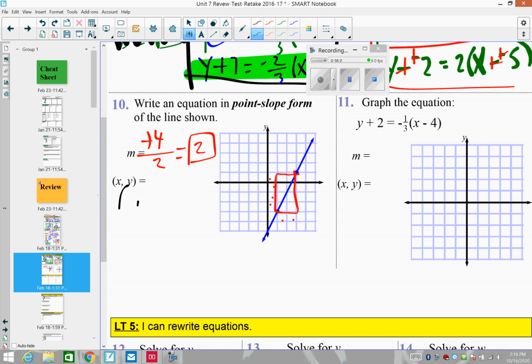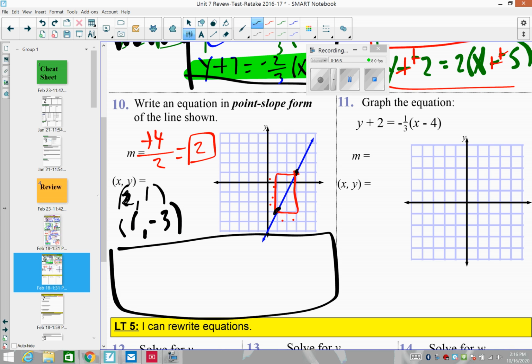Okay, now data points. You have 2 choices here for your data points. You have this one, which is located at right 2, up 1. Or you have this one, which is located at right 1, down 1, 2, 3. So right 1, down 3.